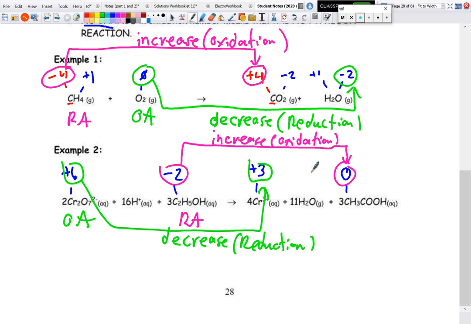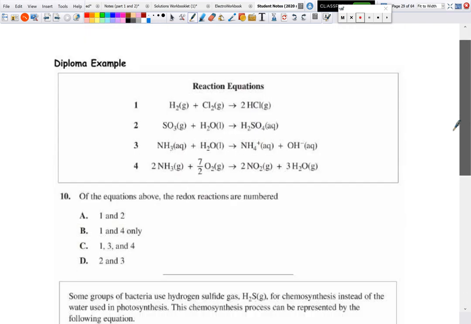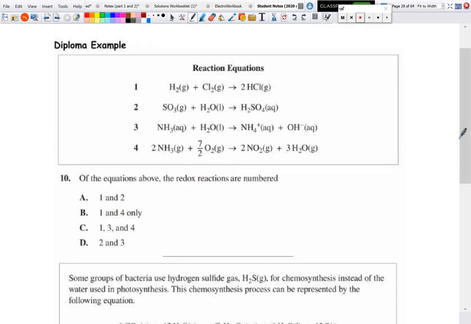And if you're not sure where these numbers came from, once again, find me off an email, or you can save that for when we do our Thursday Google Meets, and we can go over that. Now, last but not least, just for this lesson, we do have a few old diploma examples right here, where we're using oxidation numbers to figure out which ones are being oxidized, which ones are reduced.